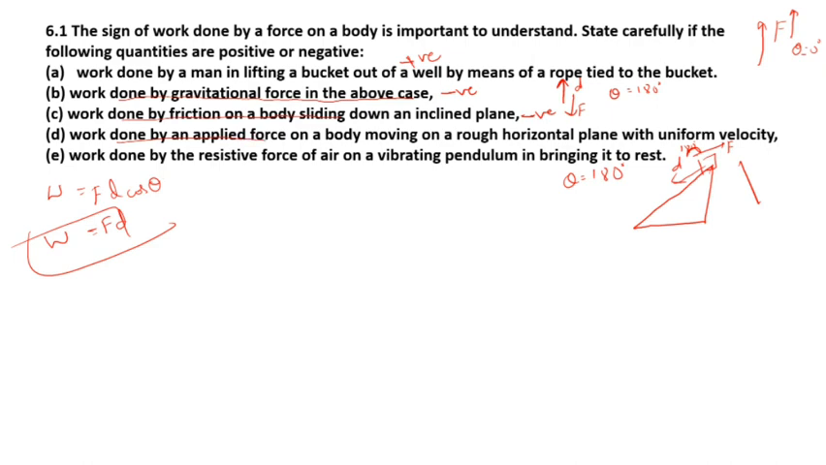Work done by an applied force on a body moving on a rough horizontal plane with a uniform velocity. Here theta is equal to 0. Why is theta equal to 0? The applied force and the displacement are both in the same direction. So that's why this will be positive work done.